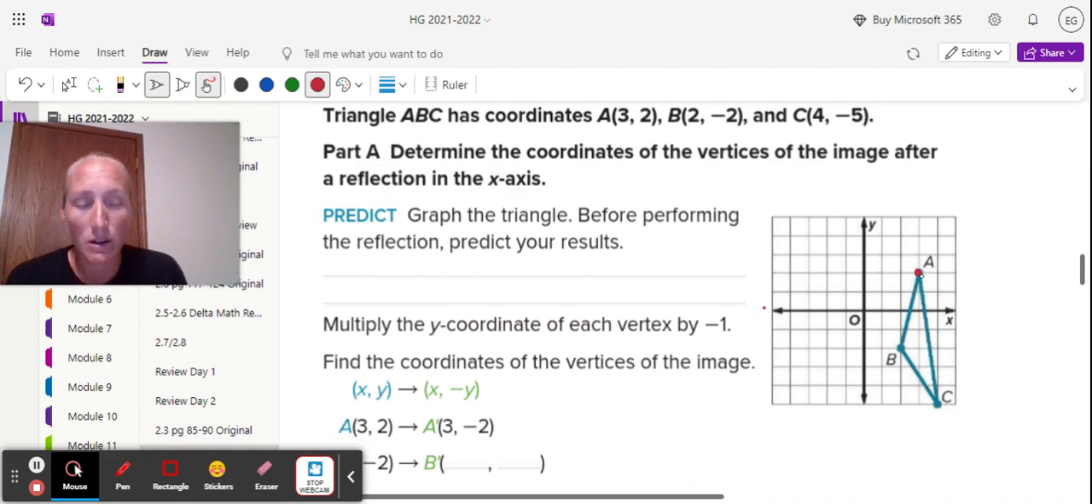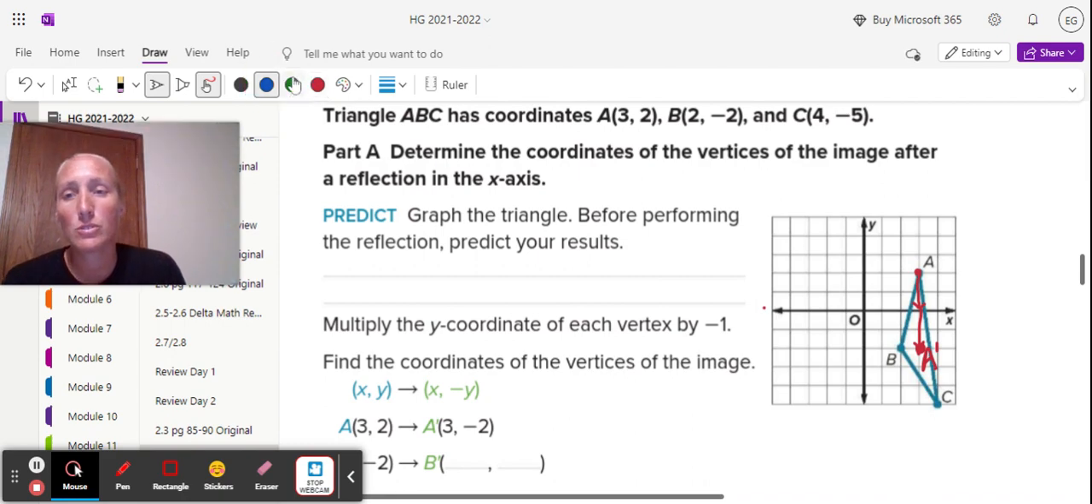So A is up here. If I'm reflecting in the x-axis, I'm going to go perpendicular to it. That's going to take me down 2 units. So I went down 2 units, and that's perpendicular. I went vertical because x is horizontal, and I'm going to go down another 2 units, and that's going to get me to my A prime point. And so that's where A prime is.